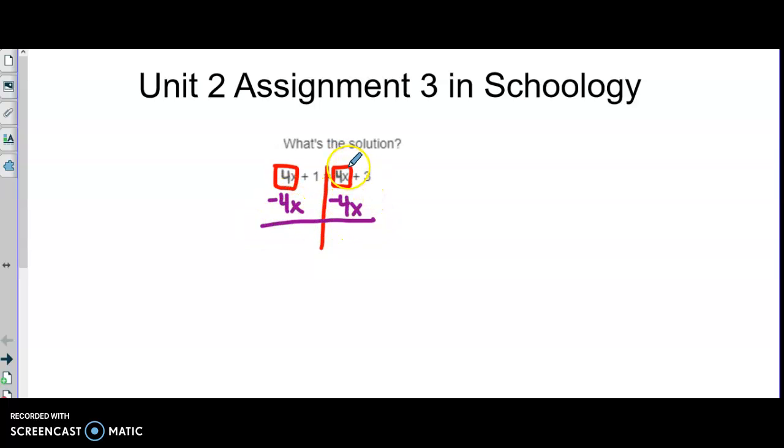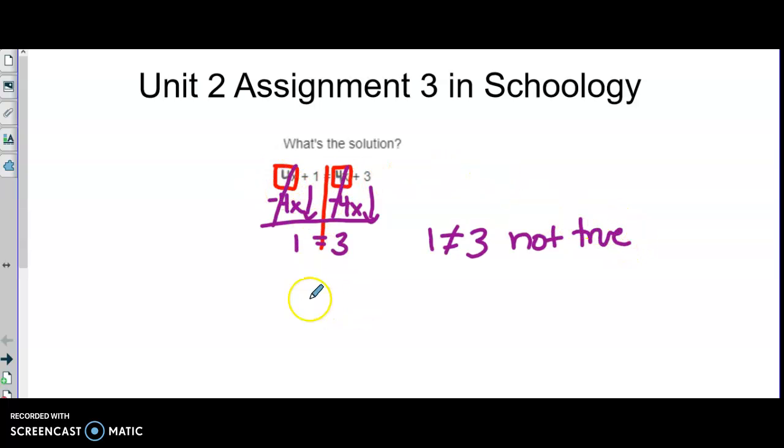4x's minus 4x's, that cancels. And I'm going to bring my 3 straight down. And then 4x's, take away 4x's, again, that cancels. And I'm going to bring my 1 straight down. And then I'm left with this weird looking equation that says 1 equals 3. Well, 1 does not equal 3. That is not true. That's a false statement, which means that this equation has no solution.